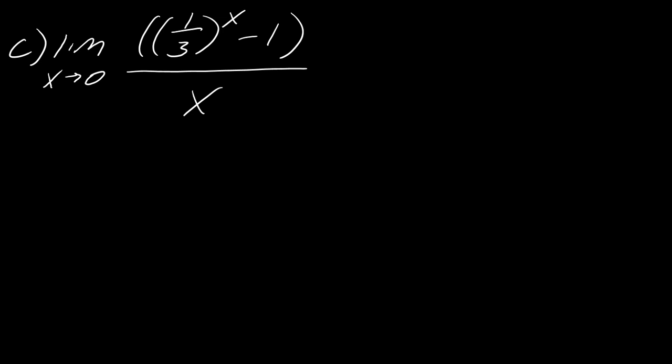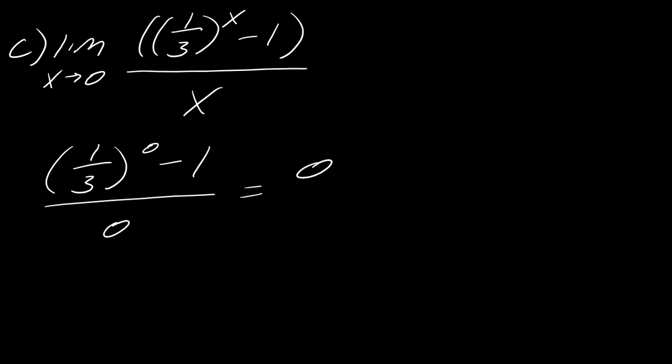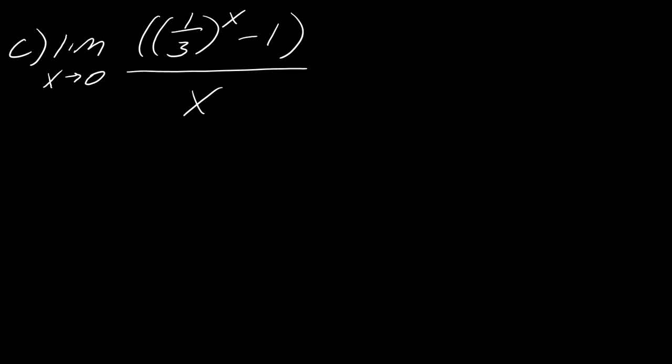Okay, so moving on to the next one. So now let's see what happens here. Again, if I just try to plug in 0, what I'm going to get is 1/3 to the 0 minus 1 over 0. And this is ultimately going to give me 0 over 0. So I've got another classic L'Hopital's rule. So I can start here by taking the derivative of the top and the bottom.